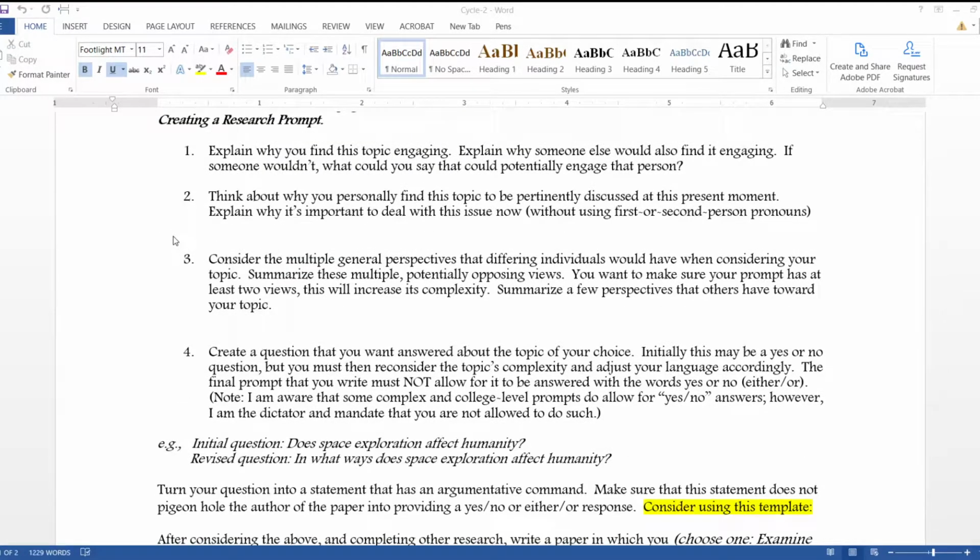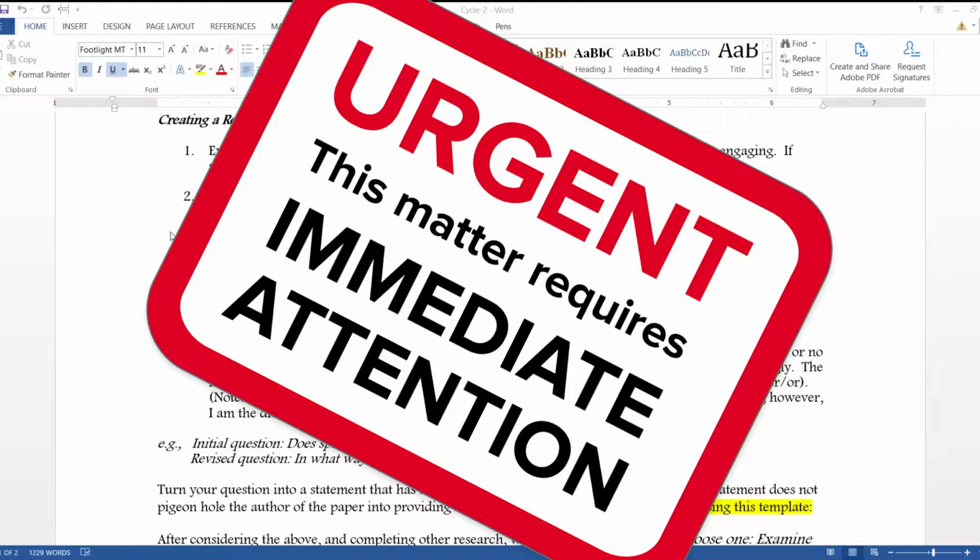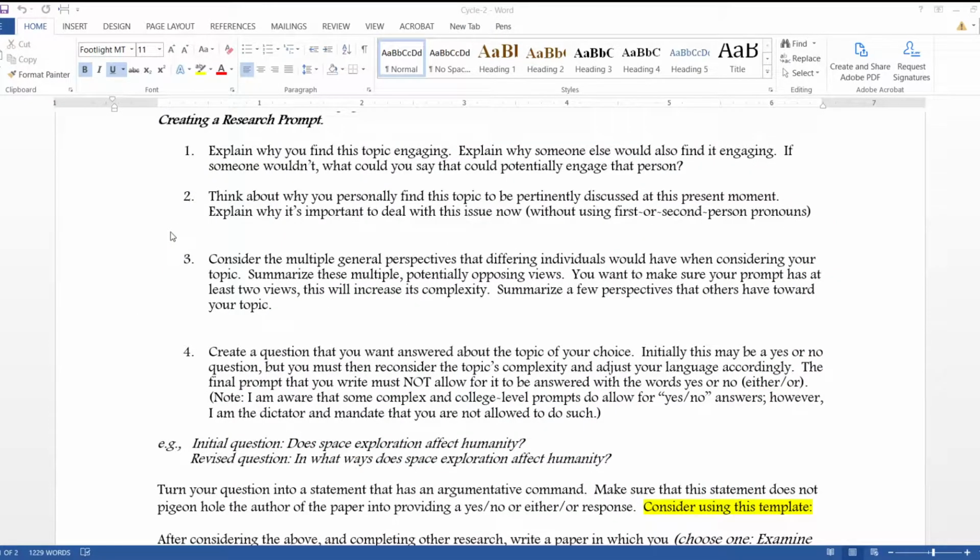Step 2 is this. Think about why you personally find this topic to be pertinently discussed at this present moment. Well, in the classical argument structure, it goes from what's called the web, which is the way to engage the audience, to what's called the background, which talks about the urgency of why whatever the topic is needs to be discussed now. Please note here that when you think about this, you're basically explaining why it's important to deal with this issue now, but you should not be using first and second person pronouns when doing so. Okay, we're saying it in a collective sense. So we've got this idea of the background. What is some background information that allows us to know why it needs to be spoken about right now?